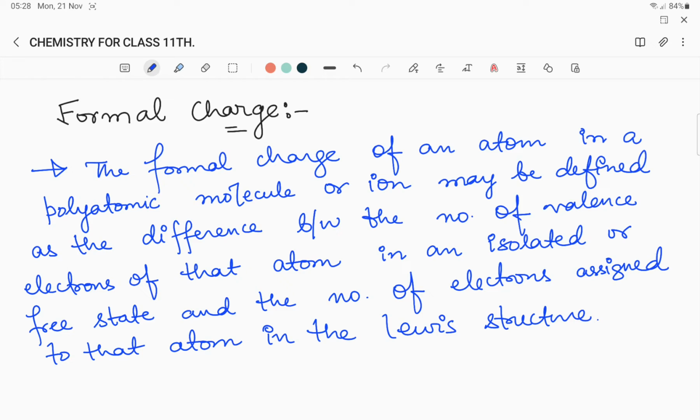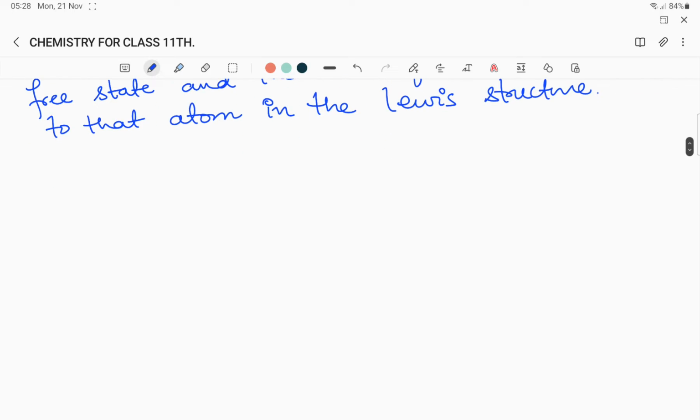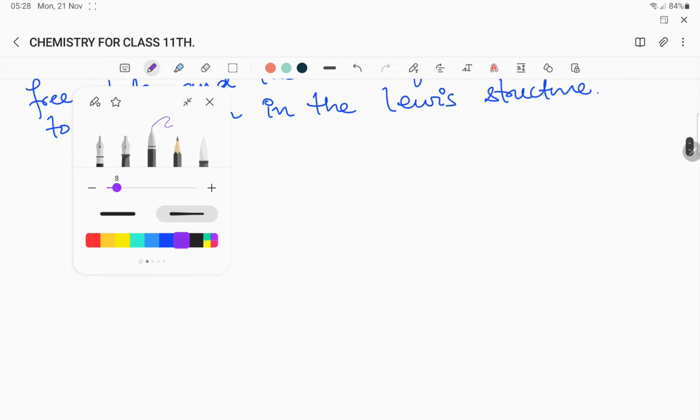So basically formal charge is the difference between the number of valence electrons when it is free and the number of electrons assigned to that atom when it is in the Lewis structure. That means when it is forming a bond with some other atoms. Now what is the formula to calculate the formal charge? Let us see that.